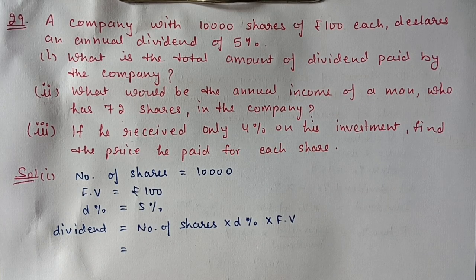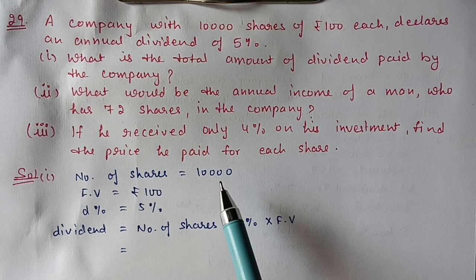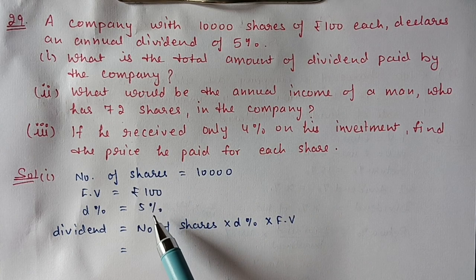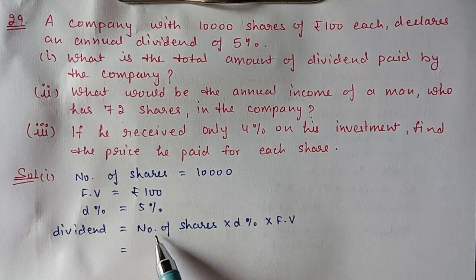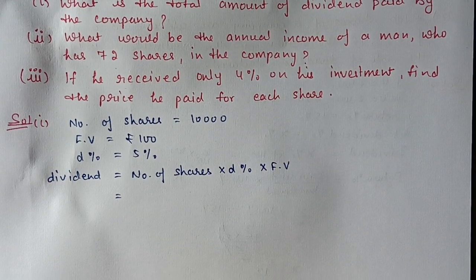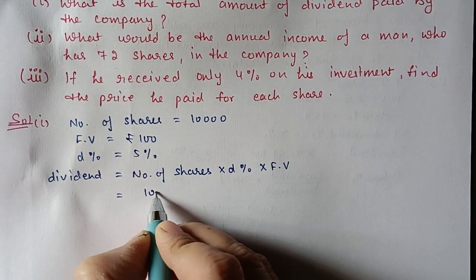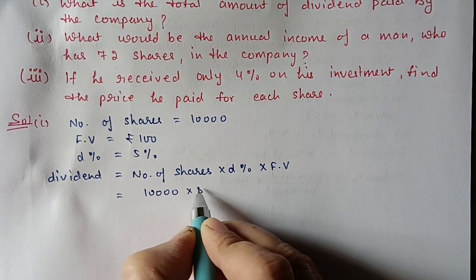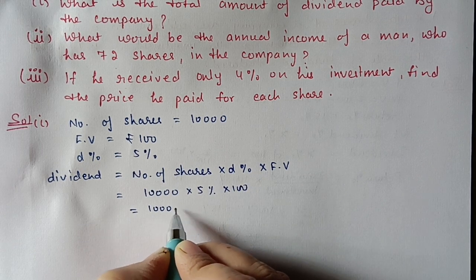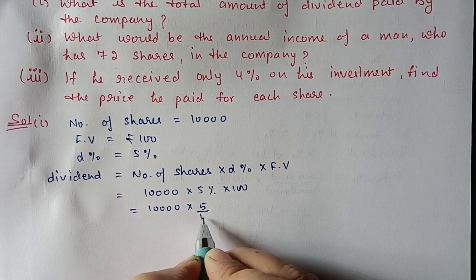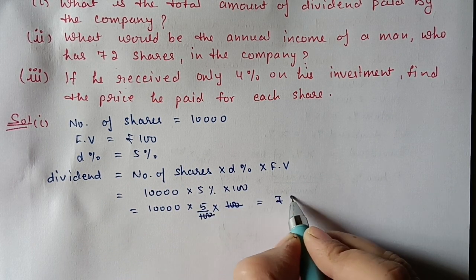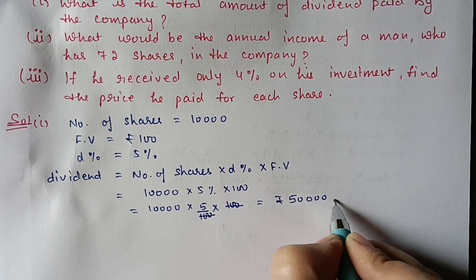So first we have to find the dividend here. The number of shares is given as 10,000, face value is given as 100 rupees, and dividend percentage is given as 5%. So dividend will be number of shares into dividend percentage into face value. We'll substitute all the values here: 10,000 multiplied by 5% multiplied by 100. The 100 will cancel out and the dividend we will get here is 50,000 rupees.